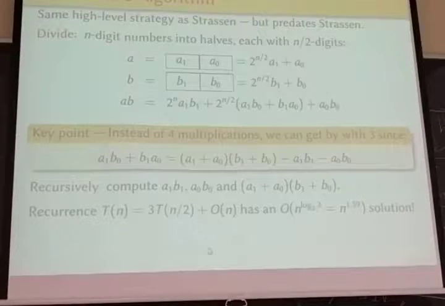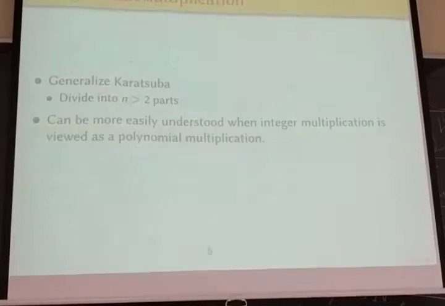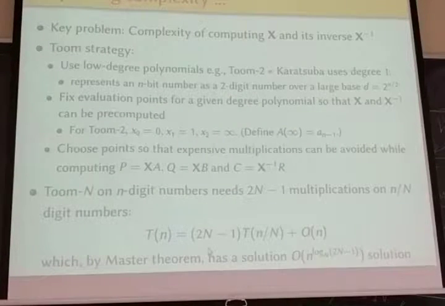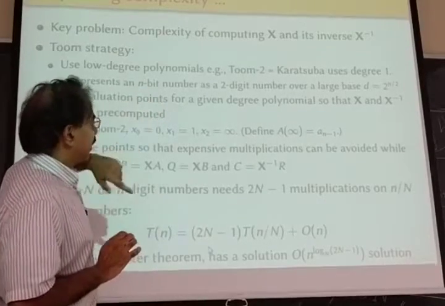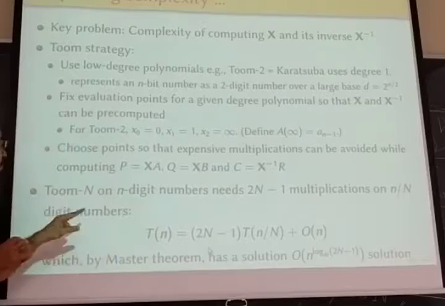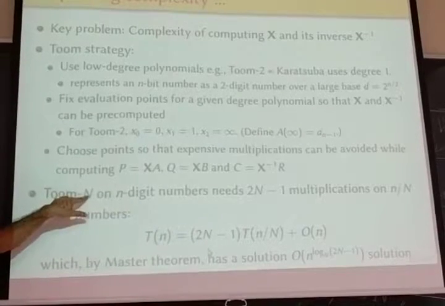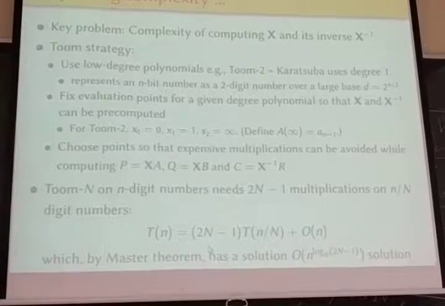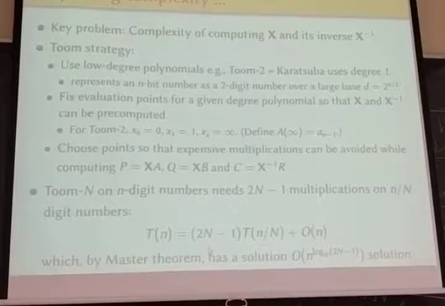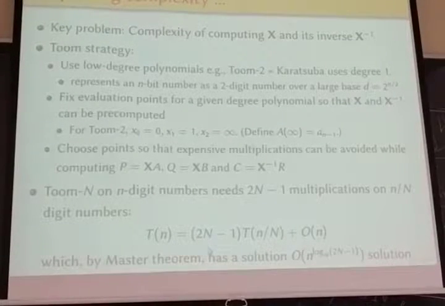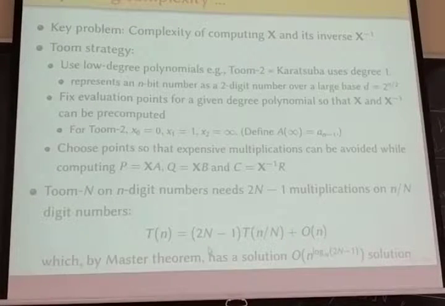Okay? So what we are going to do in the Toom algorithm is divide a number not necessarily into 2 parts, but capital N parts. So we are going to take an n-bit number and divide it into, Toom has a parameter N. Toom-N will divide the input number into capital N parts. So think of it as a number which is represented using capital N digits, and each of those digits, of course, is very large.